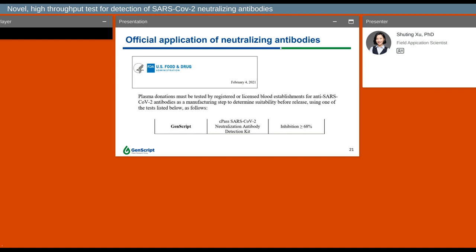For your information, the cPass kit also has an official application already. It is acknowledged by the FDA that cPass can be used for qualifying convalescent plasma quality, as the kit can detect samples with above 68% inhibition, and this convalescent plasma can be used for treatment.